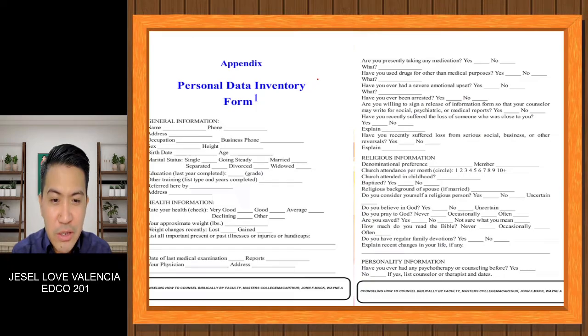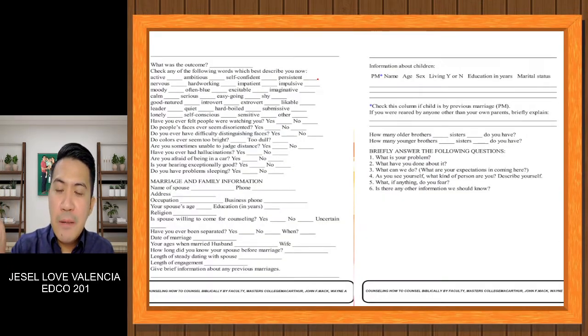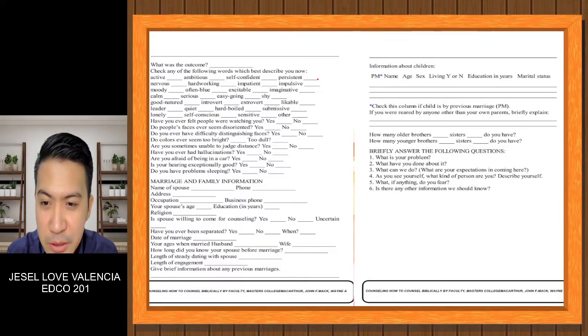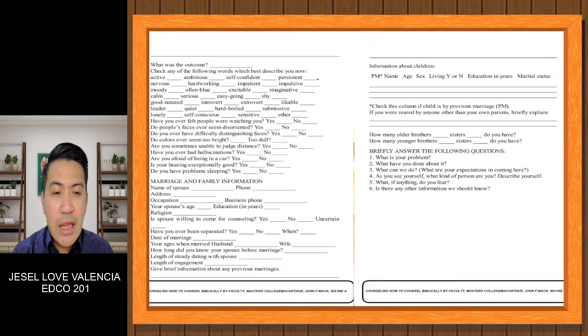For the personal information, look at this. Marami siyang mga checklist, mga tanong, and then sa marriage and family information, ganun din. Okay? And then sa kahulihan ng kanilang inventory, may mga answers. May mga questions that needs to be answered. Briefly answer the following questions. What is your problem? What have you done about it? And what can we do? So these are the different individual inventory that I have gathered.